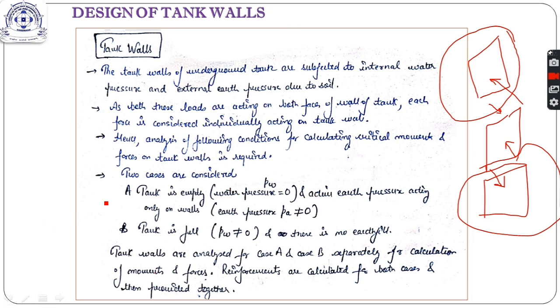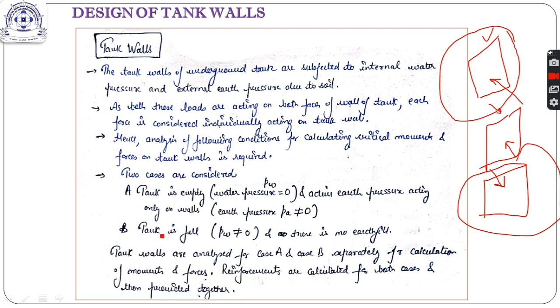So analysis of two conditions for calculating the moments and forces on tank walls is required. As for reinforcement calculation, we require the forces and moments acting on the different components. So we consider two cases. First case, in which the tank is considered to be empty, that is there is no water inside. So if there is no water inside, there will be no water pressure, and active earth pressure acting only on the walls. So this is the first case, when there is no PW, that is no water pressure, but there is some active earth pressure due to the soil present outside the wall.